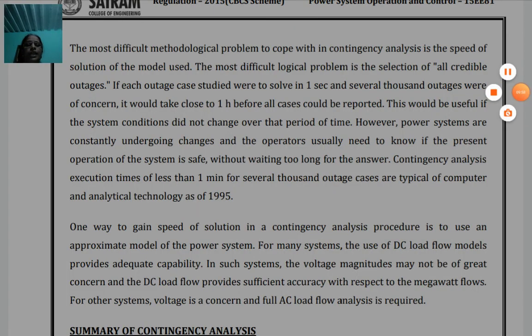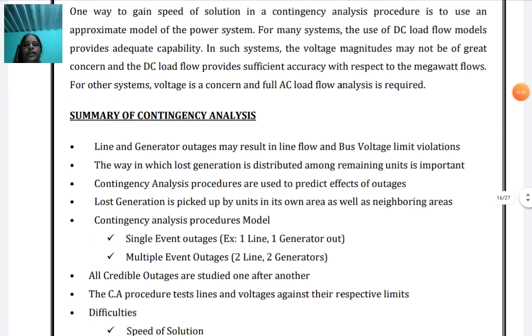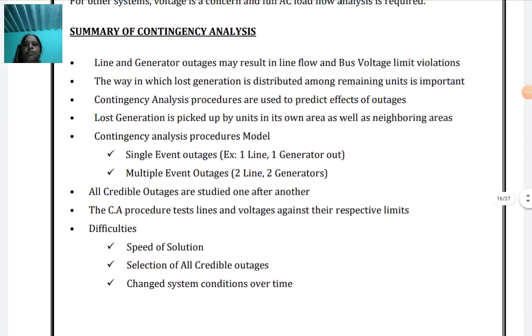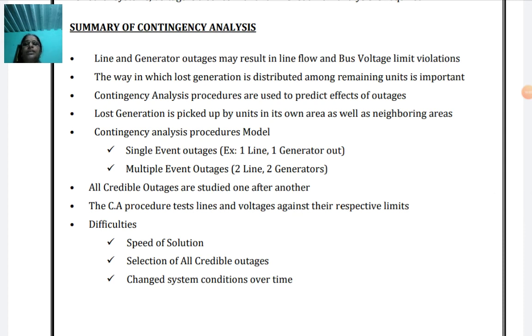Then we studied the summary of contingency analysis. Once again you can recall it. Line and generator outages may result in line flow and bus voltage limit violations, so we check the line flow and bus voltage for both line and generator outages. Next, the way in which lost generation is distributed among remaining units is important.